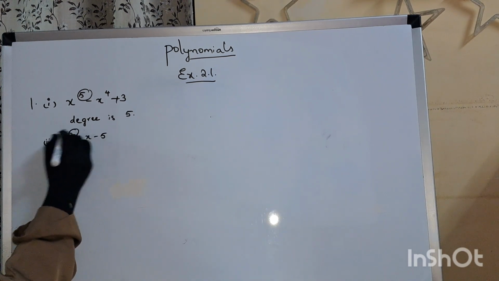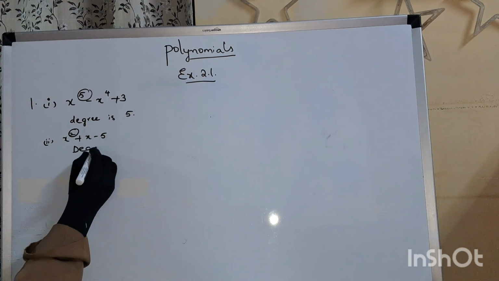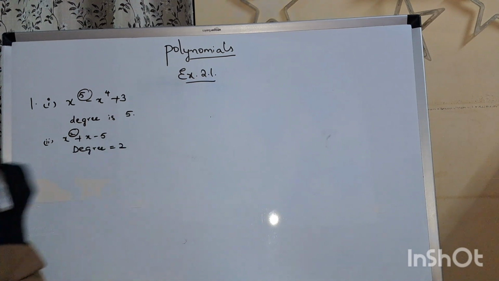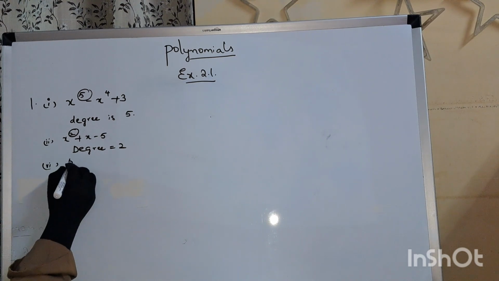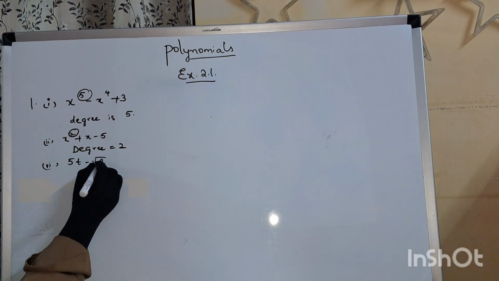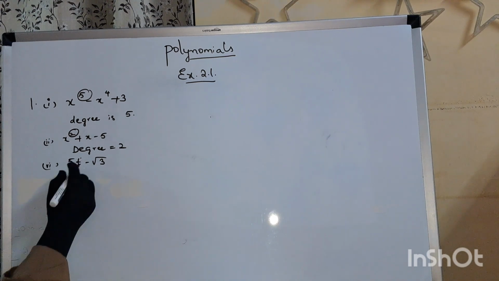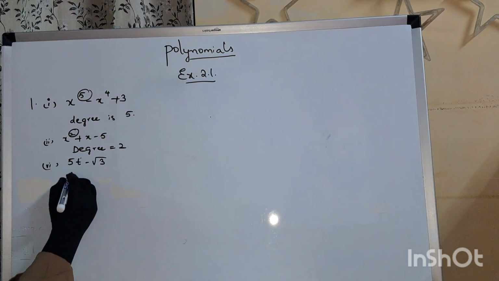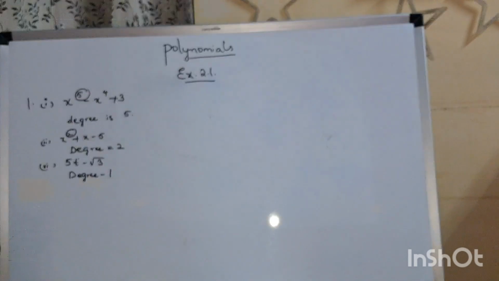Here also the highest degree in the equation is 2. So here the degree is 2, right? Similarly for the other question, let us see the last one, sixth question, 5t minus root 3. What is the degree of the polynomial? You can see that here the variable degree is 1. So the degree of this polynomial is 1.